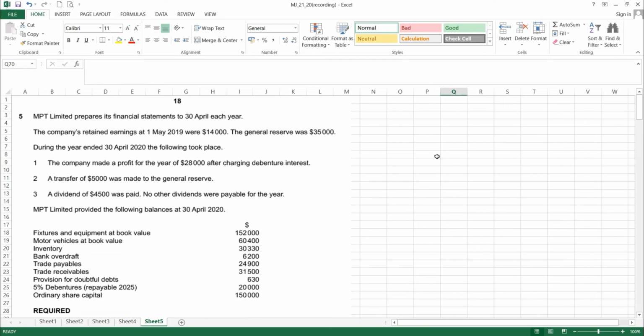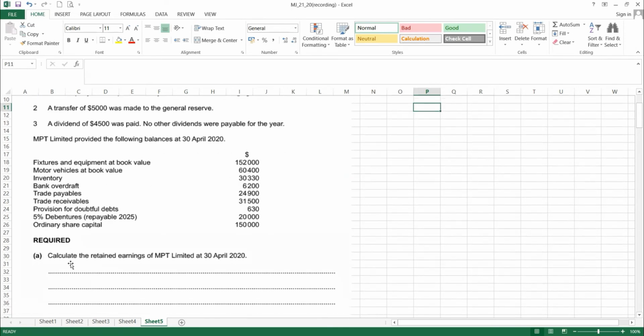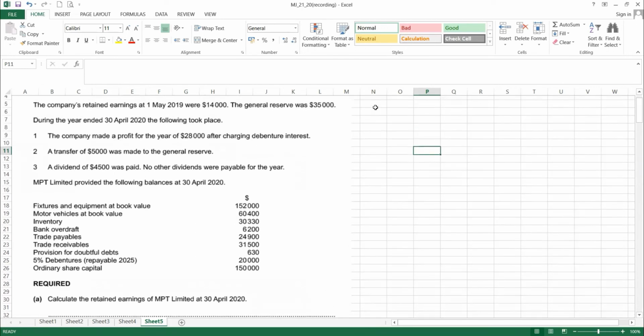Okay, next. MPT Limited provides the following. So this is the asset, liability, asset. This one is under the trade receivable, considered an asset section. This one is a non-current liability. This one is the equity section. So now the question says calculate the retained earnings. If we use the T account, I'm using the T account first.